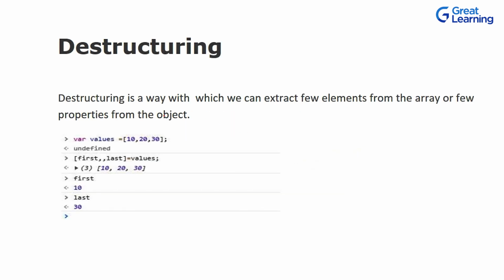Now, what about the destructuring operator? Destructuring is the way with which we can extract a few elements. Earlier, with the help of the spread operator, we were extracting all the elements, but this time around we want to access a few elements from the array or from the object. So how can we do it in the array? You have the keyword var, and you have values, that is the name of the array, and in this you have 10, 20, and 30.